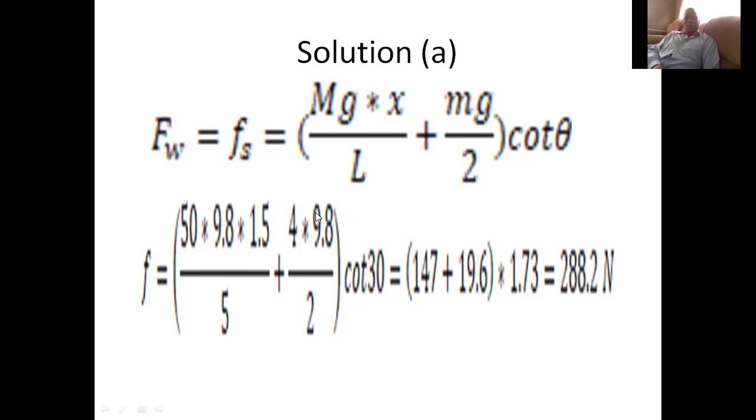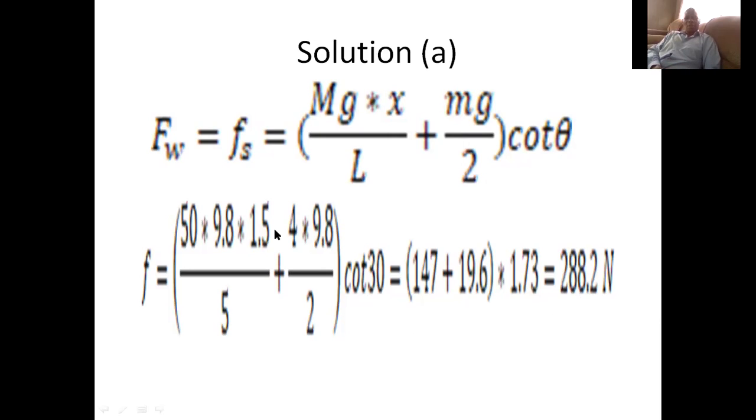And then this should be added to mg over 2, where m is the mass of the ladder, and g is the acceleration due to gravity, which is 9.8. Then all this is divided by 2, and then cot 30. We are told that the angle between the ladder and the floor is 30 degrees. Therefore, when you simplify this, it gives you 288.2 newtons.